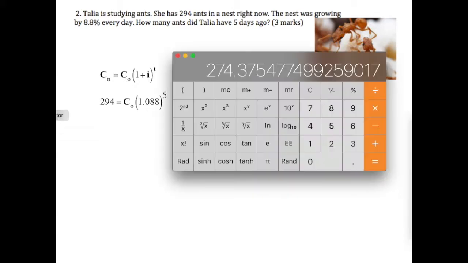Our growth rate is 8.8%, which is 0.088. You get 1.088 to the power of time. In this case, time is 5 days, so to the power of 5. I'm going to use my calculator to figure out what this number is, and then I'm going to keep that number in my calculator.